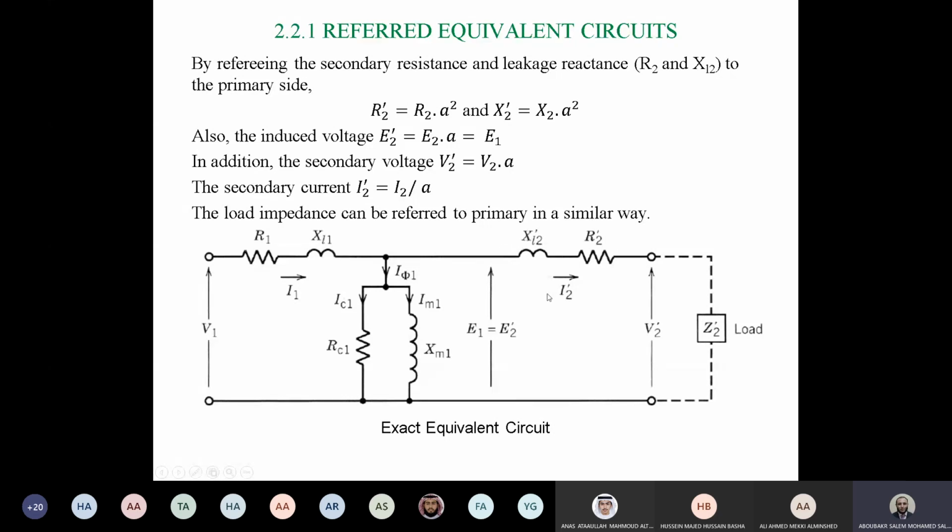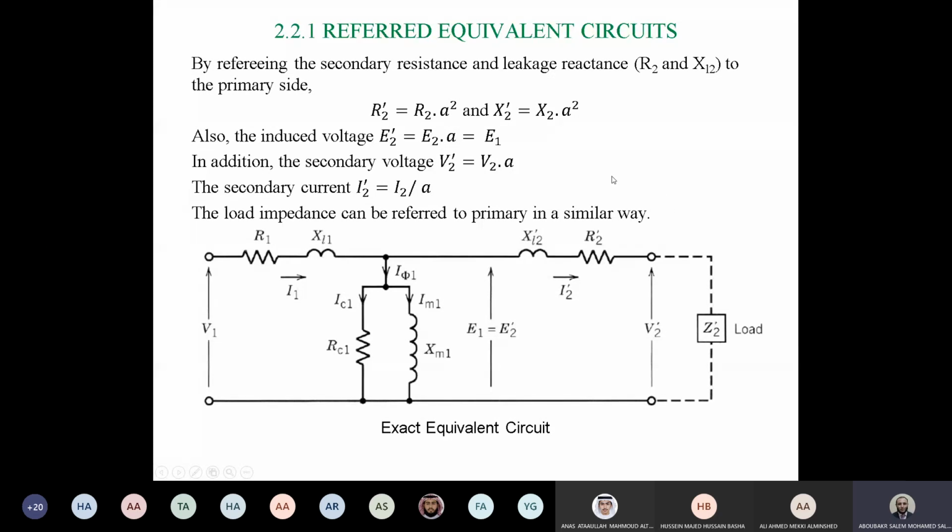As you can see, now we have only one side. There is no magnetic coupling because we reflected all of the secondary side of the transformer to the primary side. So all of the values with superscript prime are transferred values from secondary to primary. Okay, so this is the equivalent circuit, or we call it the exact equivalent circuit.